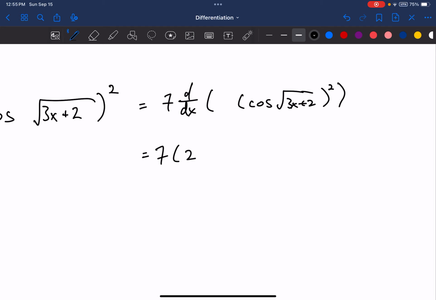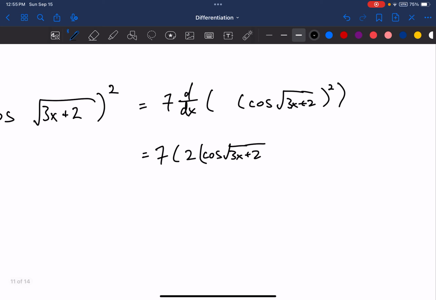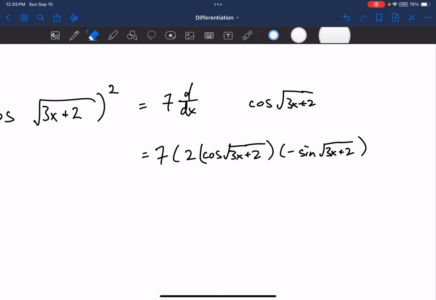Yes, so you just use the power rule, take the 2 down, and then cosine root 3x plus 2. And this to the power of 1, which is insignificant. Okay, and then now that I have dealt with the 2, I will just erase this. Erase it, yes. And now we're left with cosine. So cosine becomes a negative sine, and then just put everything that is inside like this. So now we've dealt with the cosine, we can just erase the cosine.